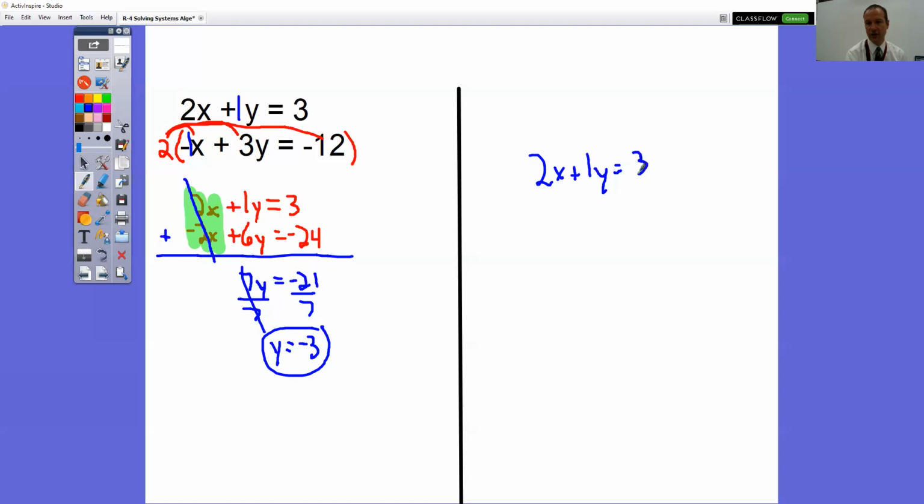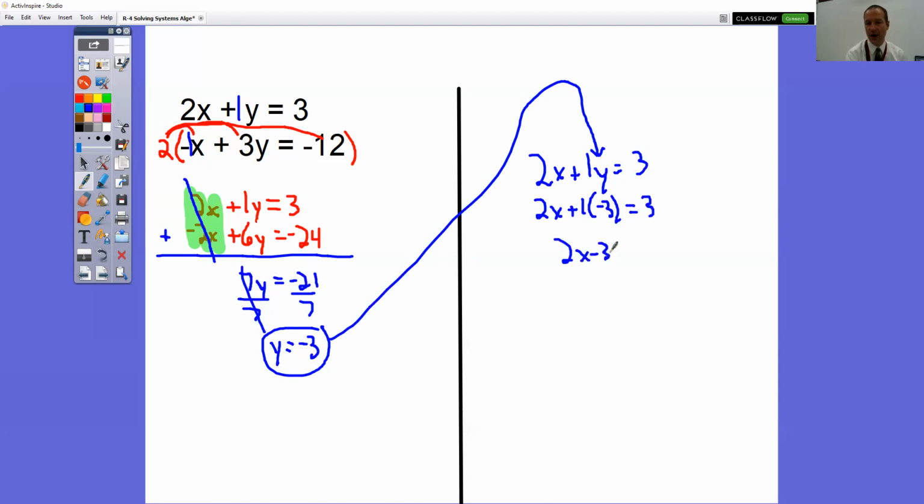Take and sub that back in to one of the equations. I'm going to choose the top equation to sub it into. Make sure that you sub it in for the right letter. So I have 1 times -3 instead of 1 times y. That is -3. So 2x minus 3 equals 3. Plus 3 plus 3. So I get 2x equals 6. Divide by 2, divide by 2, and you get x equals 3.